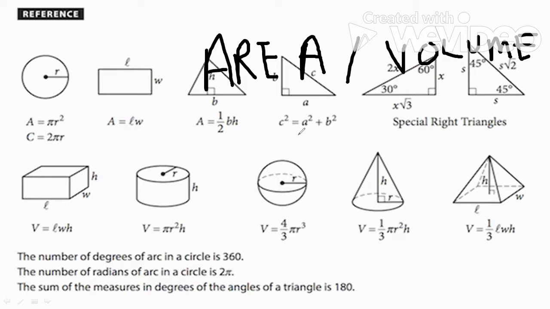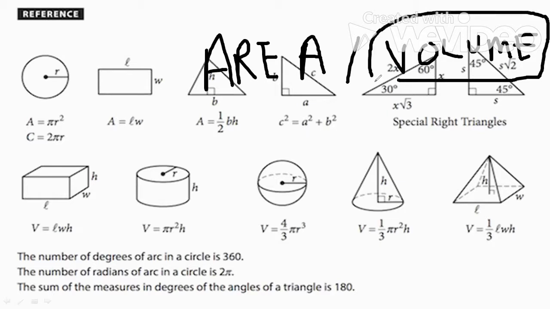Now, area is different from volume. Volume is how much something can contain, its capacity, the amount of space it can take up. So for example, let's look at this.